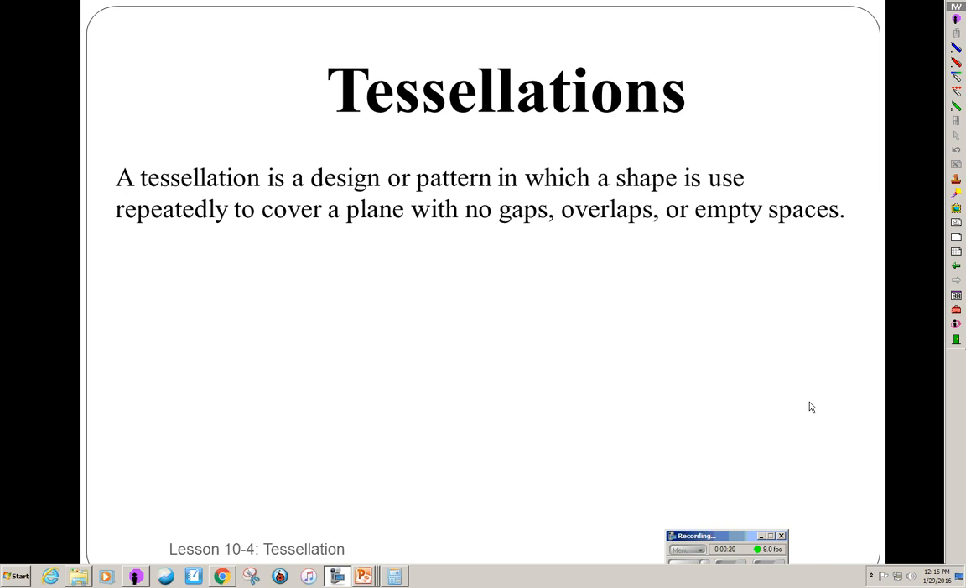You've got different shapes of tile on a floor, and everywhere there's an intersection of tiles, you have a full circle of angles there. And the key number to remember with tessellations is that for the full circle of angles, you need 360 degrees. So at each intersection, you'll have 360 degrees worth of angles. A tessellation is a design or pattern in which a shape is used repeatedly to cover a plane with no gaps, overlaps, or empty spaces.